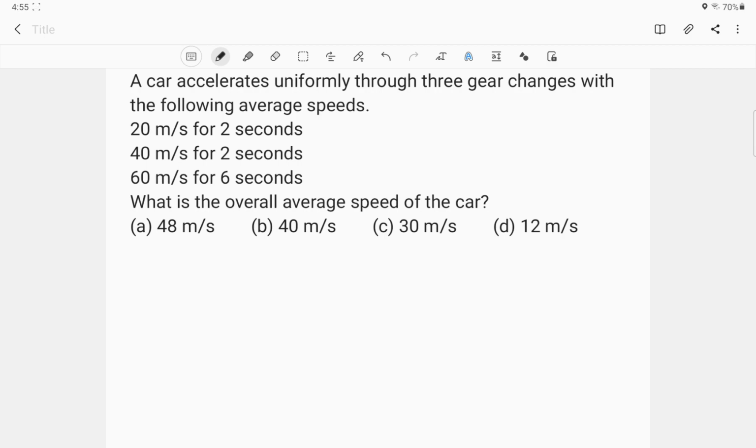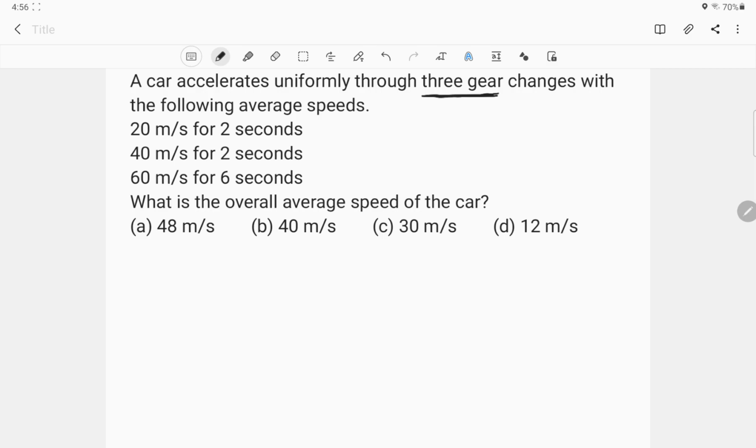So here three gear changes means the velocities are changing with the gears, and there is no constant velocity: 20 meter per second for these 2 seconds. The velocity is changing within the gear, but for that gear the average velocity is 20 meter per second. The second gear is this one, the third gear is this one.